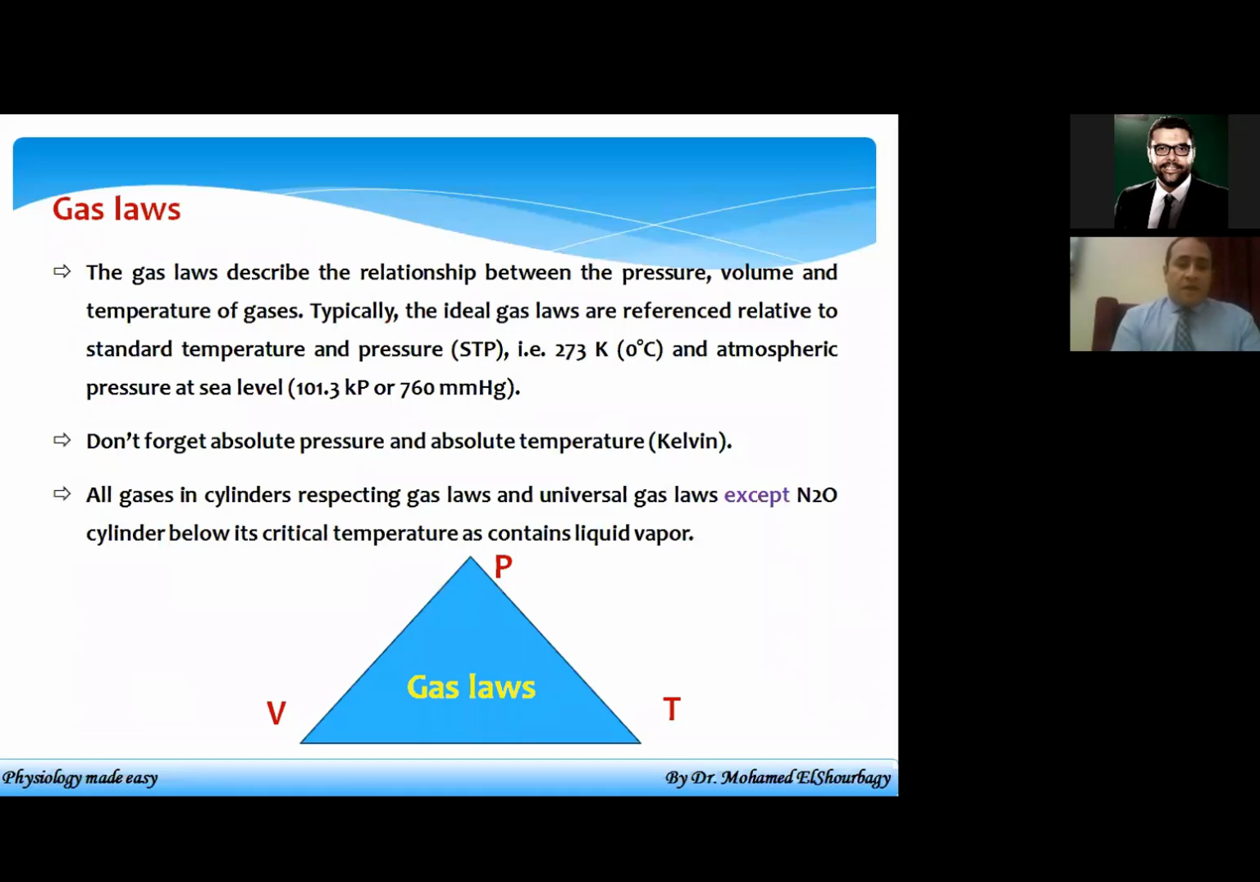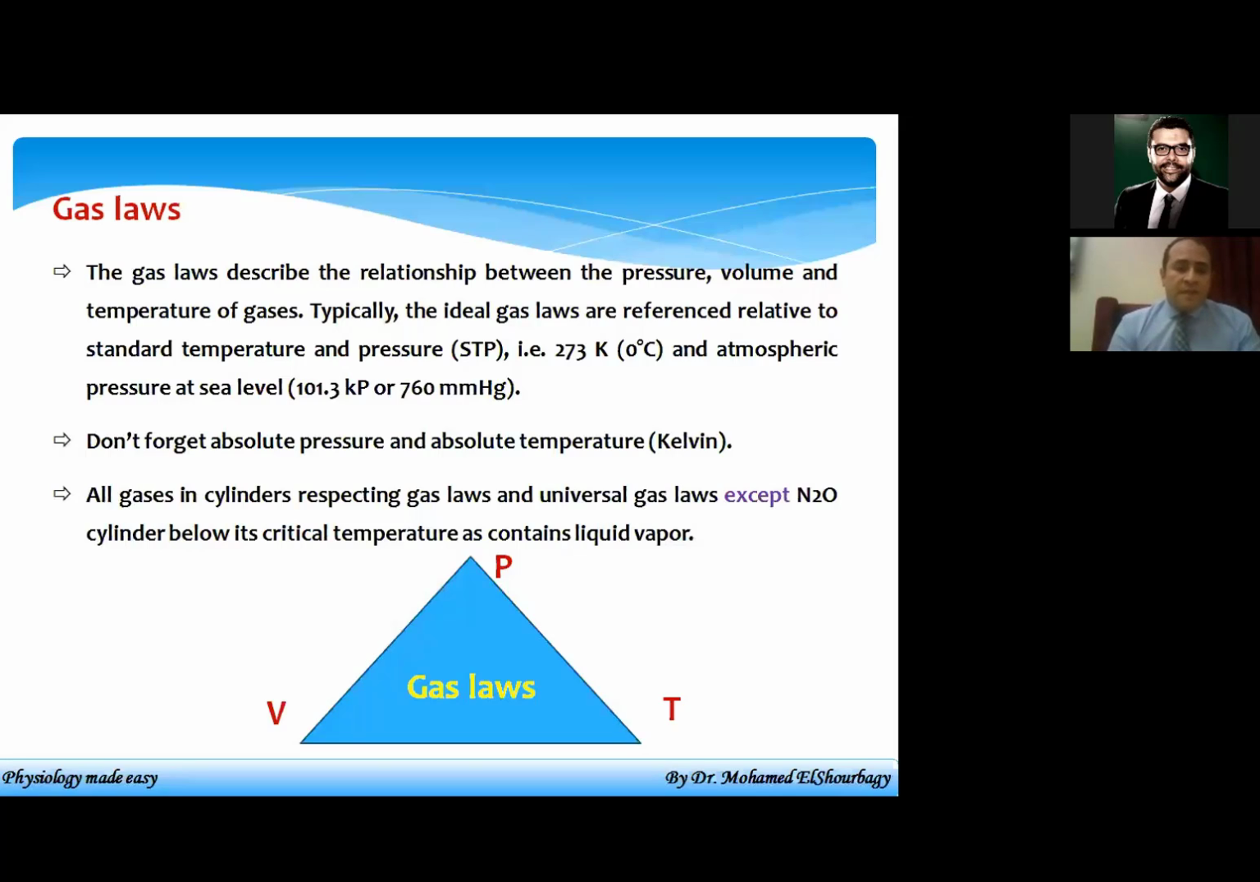Gas laws. The gas laws describe the relationship between pressure, volume, and temperature of gases. If one is constant, the other will be variable. Typically, the ideal gas laws are referenced relative to standard temperature and pressure. As we said, 273 Kelvin, 0 Celsius, and atmospheric pressure at sea level 101 kilopascal or 760 millimeters of mercury. Don't forget absolute pressure and absolute temperature in Kelvin.